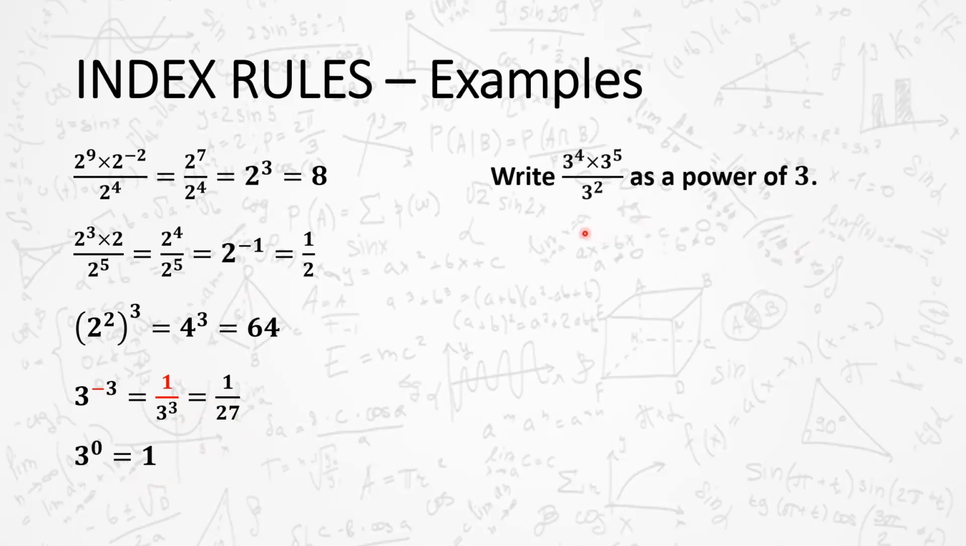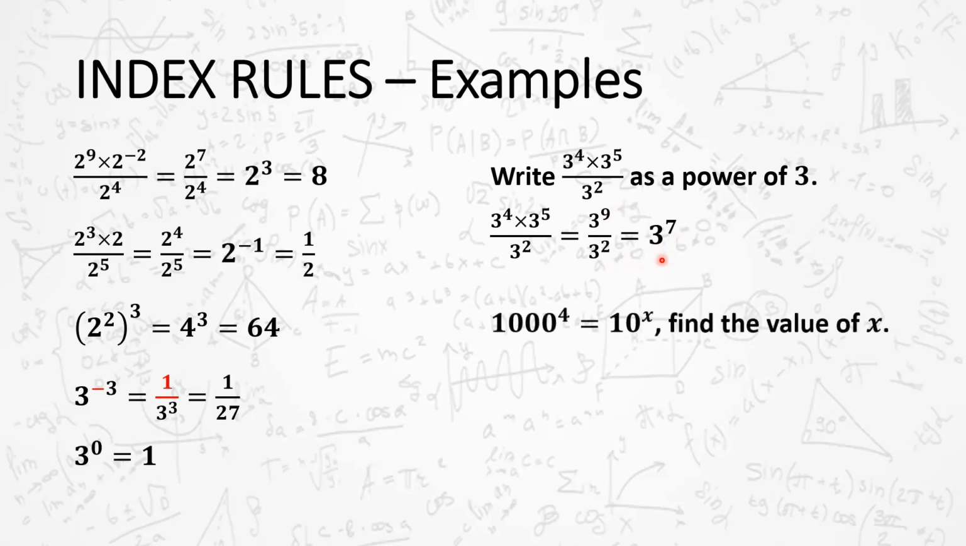Okay, so next one, write 3^4 times 3^5 over 3^2 as a power of 3. So all we need to do is group them. The numerator gives us straightforwardly 3 to the power 4 plus 5, that gives us 9, over 3 to the power 2. Then division gives us subtraction. 9 minus 2 gives us 7, so the final answer as a power of 3 is 3 to the power 7.